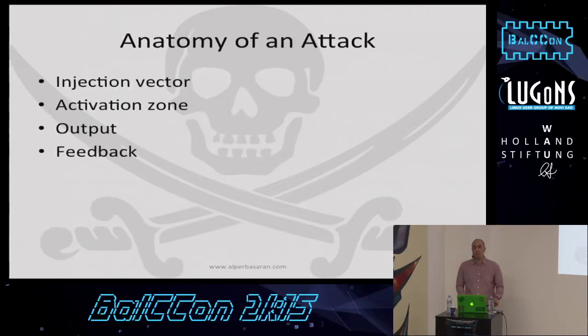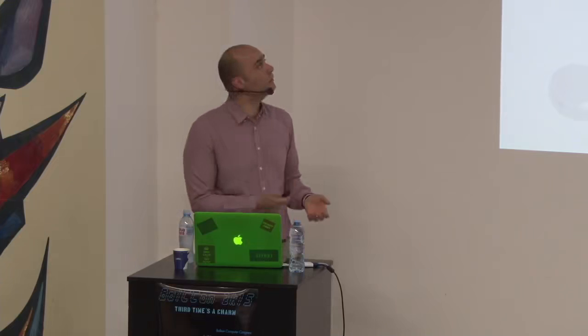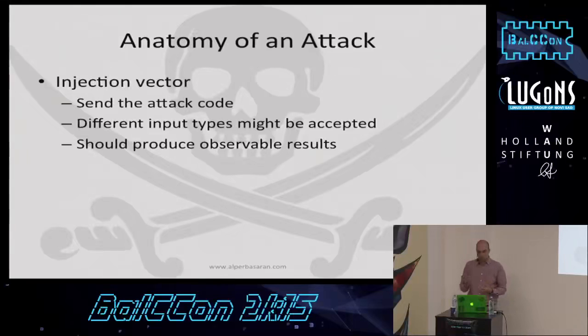So what does he or she need to be able to attack or hack your software? It needs an injection vector, so somewhere where he or she can send an input, just as we have seen, a single quote or a letter or a number. He needs an activation zone. This is where this input will be handled. He needs an output and a feedback. So somewhere to send the attack code, somewhere just to send a single quote, as we have just seen.